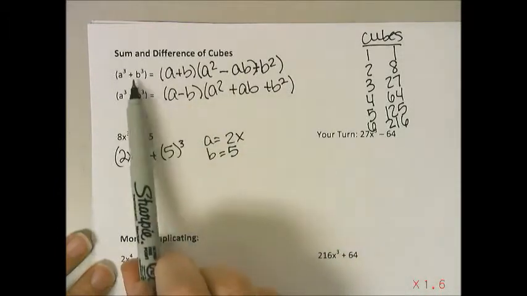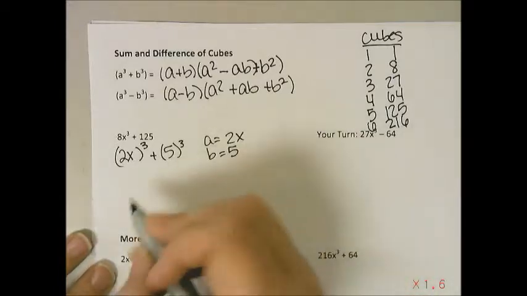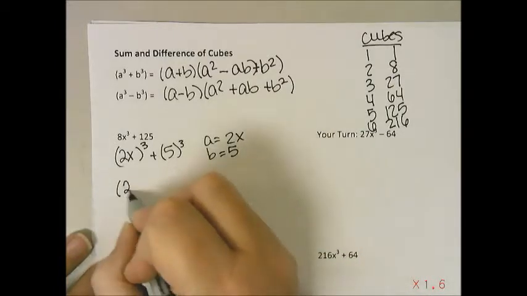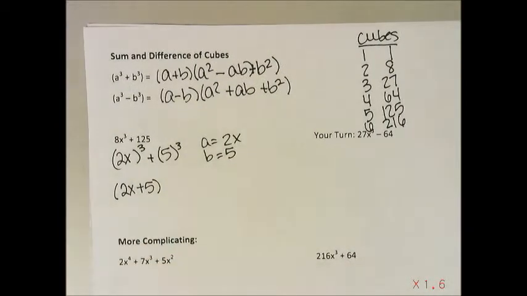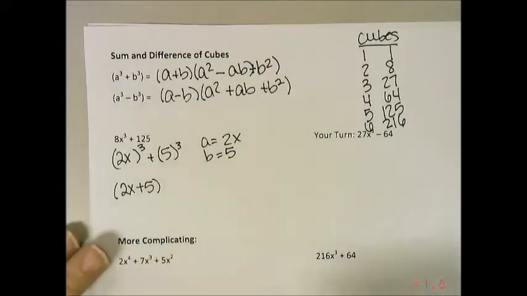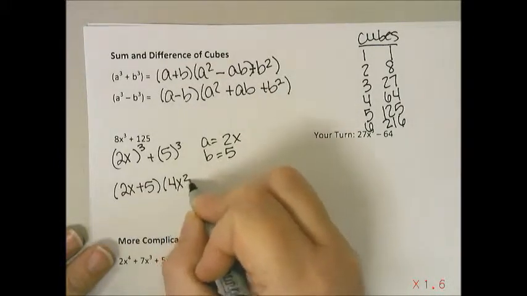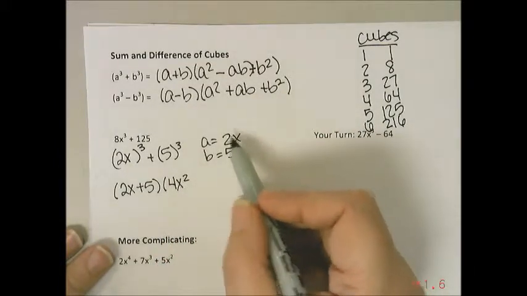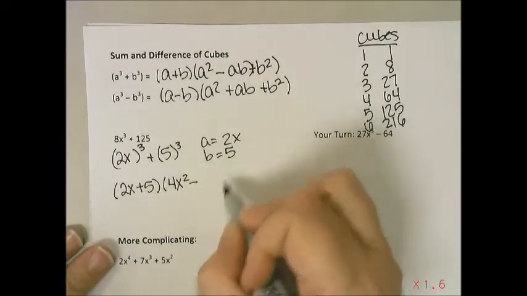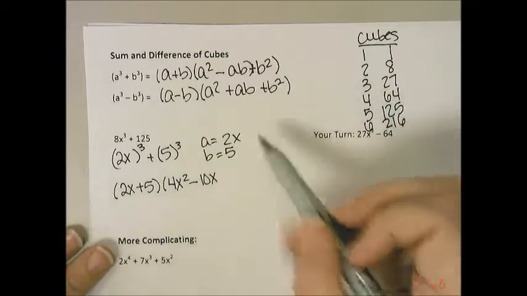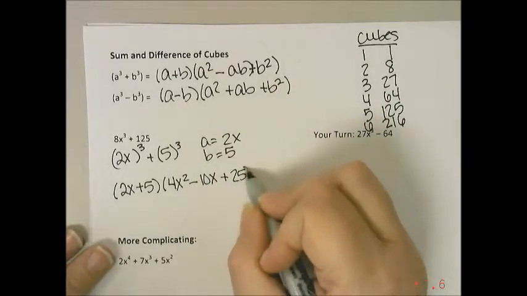Using our formula up here, since we have the positive, we're going to use this one right here. So we're going to say, all right, a plus b. So our a value is 2x. Our b value is 5. So we're going to do a plus b in the first set of parentheses. Our next set of parentheses, we're going to do the square value. So this becomes 4x squared because 2 times 2 is 4, and then we have the x squared. Minus the a times the b, so 2 times 5 is 10x. And then we have plus b squared. So our b is 5, so this makes this 25.